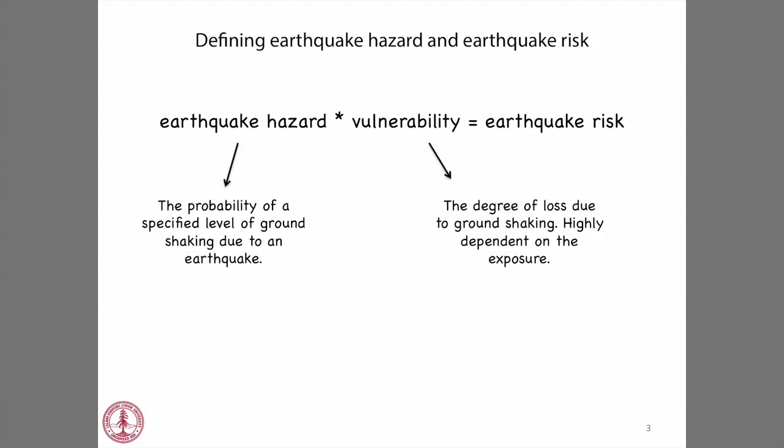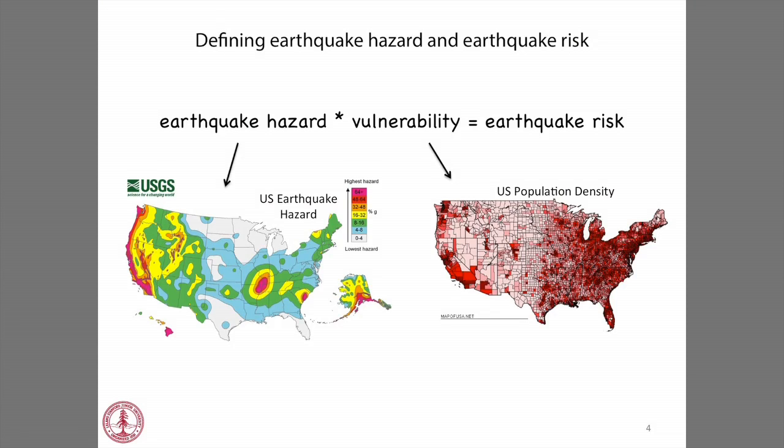So specifically, earthquake hazard is the probability of a specific level of ground shaking occurring due to an earthquake. And the vulnerability is the potential loss from that ground shaking, and it's often very much scaled with exposure. Exposure being things like the population that's in the area, as well as structure and infrastructure, and I'll go into more detail with that.